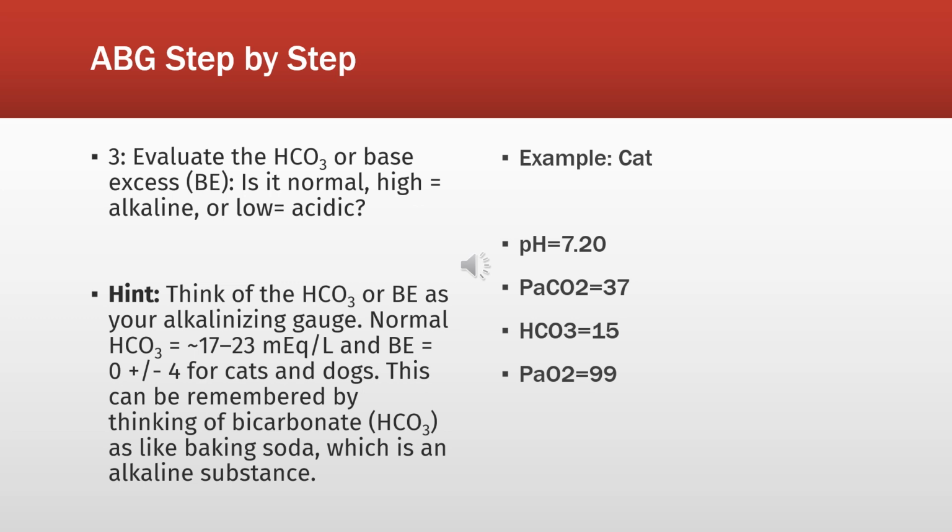So for step 3, in our example of the cat here, we already know the pH is acidic. The PCO2 is normal. And if we look at the HCO3, it's 15, and normal for a cat is between 17 and 21. So this is acidic, and this basically means that this cat has a metabolic acidosis, because the acid is coming from the HCO3, which is part of the metabolic system. If the acid was coming from the PaCO2, then it would be coming from the respiratory system.